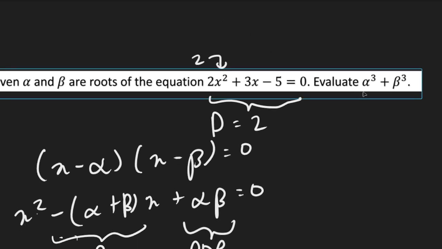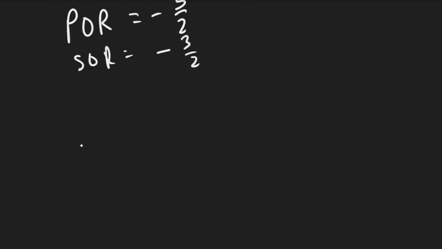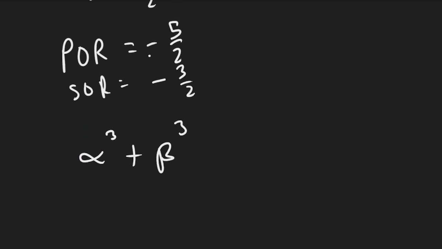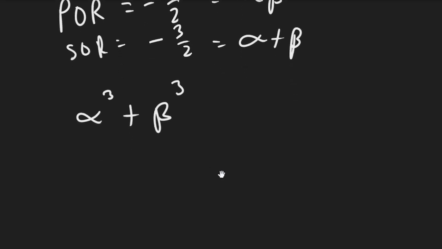Now let us take a look at the third one, the ending. Evaluate alpha cube plus beta cube. How are we going to solve this problem? Because this is a cube, and the equation only goes up to quadratic. The degree is 2, but the question asks for 3. Don't worry. We can factorize alpha cube plus beta cube.